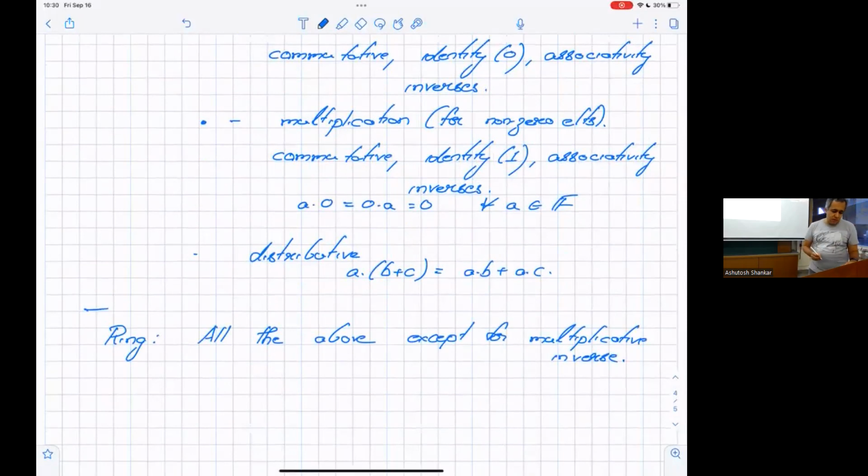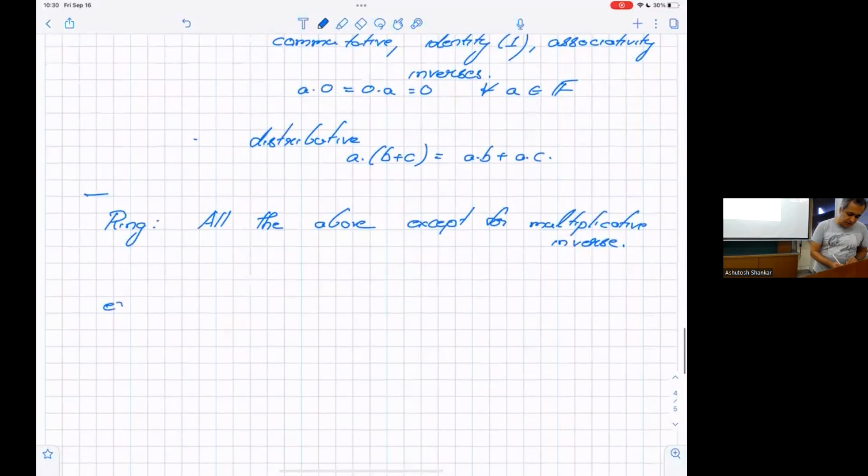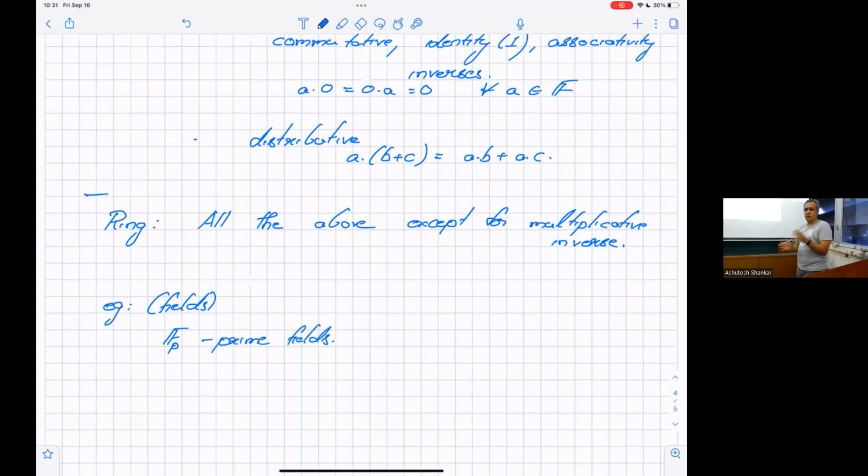Certain examples of fields: F_p, the prime fields. For prime fields, we'll assume we have all operations. We know how to do addition, we know how to do multiplication, just regular integer addition and integer multiplication, except you do mod p. So then you can also do inverses. Why can you do inverses easily?